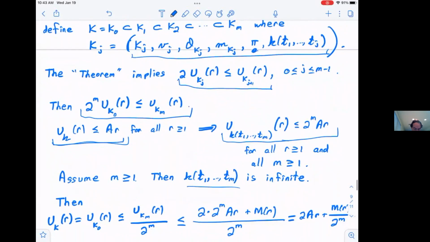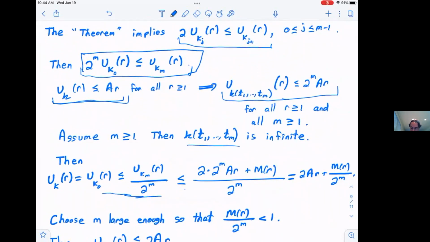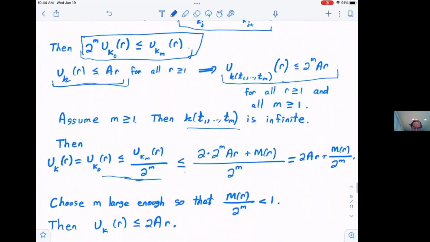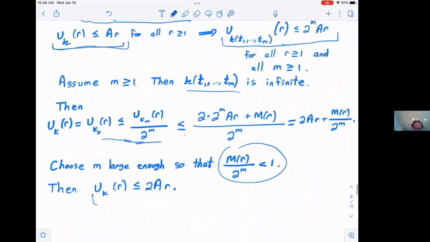All right, so what have I got? If I put everything together, U_K(R), which is just this because K equals K_0, is less than or equal to this quantity coming from right here, is less than or equal to, by a theorem from above, 2 times this quantity plus M of R over 2 to the M, which simplifies to 2AR plus M of R over 2 to the M. So you choose M large enough so that this quantity is less than 1, and then we get our result. And that's the proof.